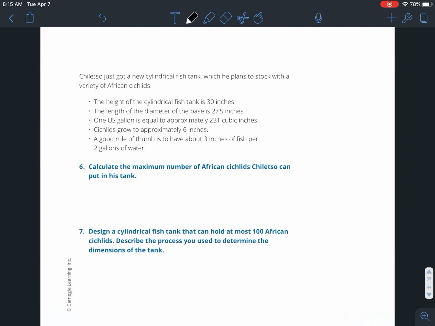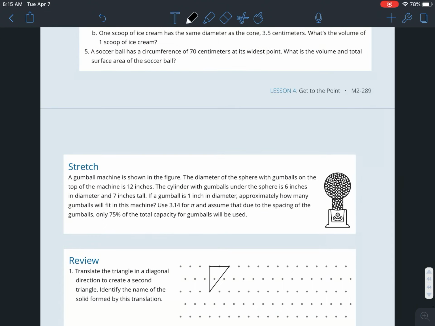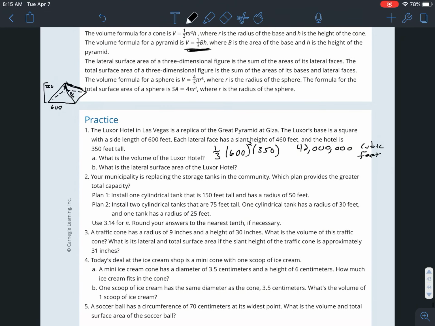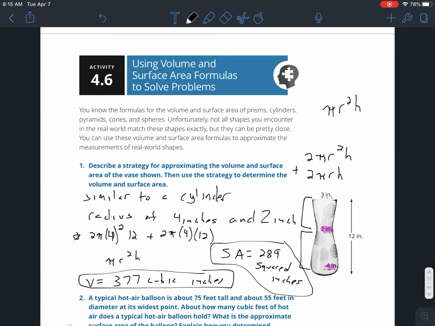So going all the way back down. Sorry, I know it's a lot of moving around, guys. So you're going to take 600 times 350. Actually, I don't know if it's the height. Let me just double check.